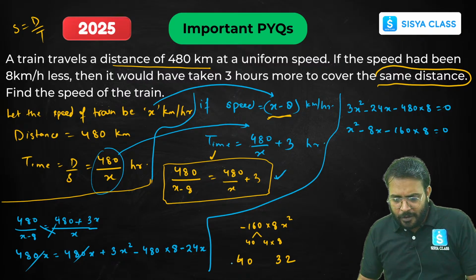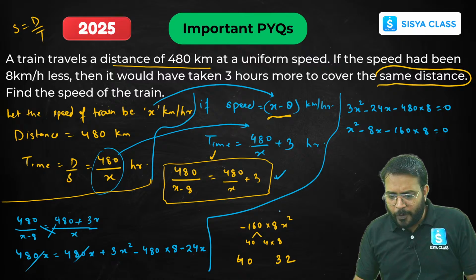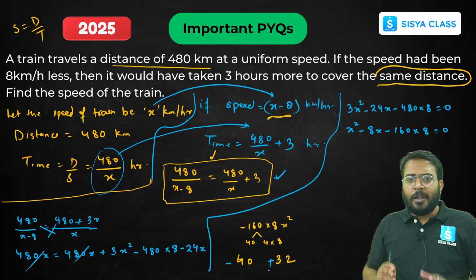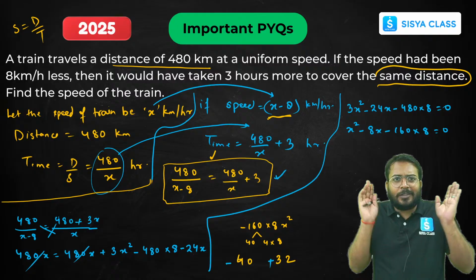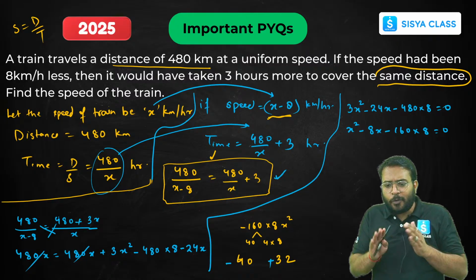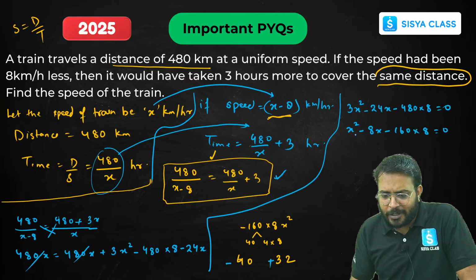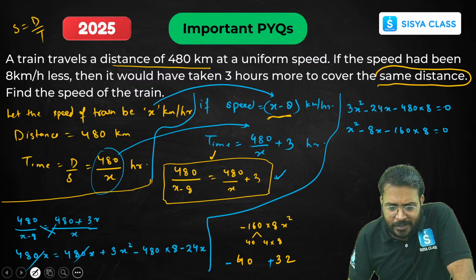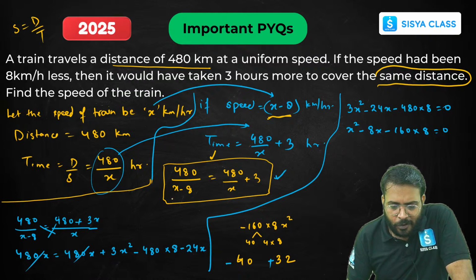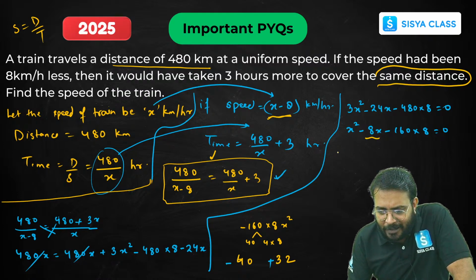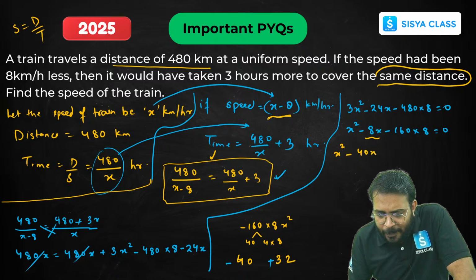And here, the addition should be minus 8, that means 40 should have a minus sign, 32 should have a plus sign. Now when you multiply, you get the same product, and when you add, you get minus 8, yes or no? Now I can split my middle term and write this as minus 40x plus 32x minus 160 into 8 is equal to 0.